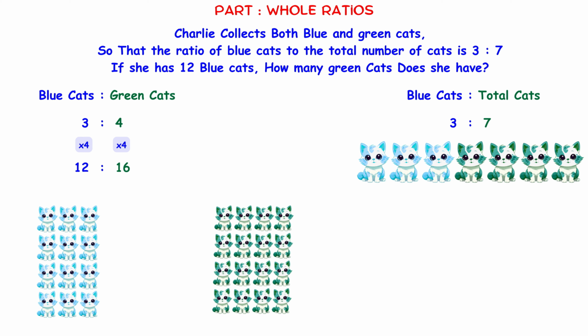This gives us 16 green cats. So now we know that if she owns 12 blue cats, she must also have 16 green cats. In total, she has 28 cats, which, by any standard, is quite a lot of cats.